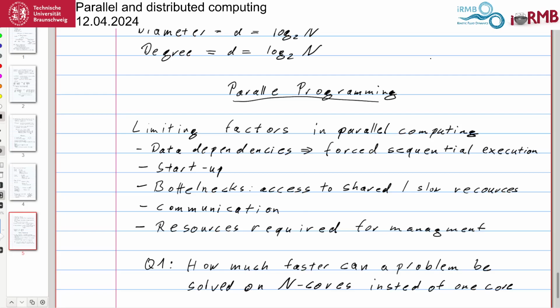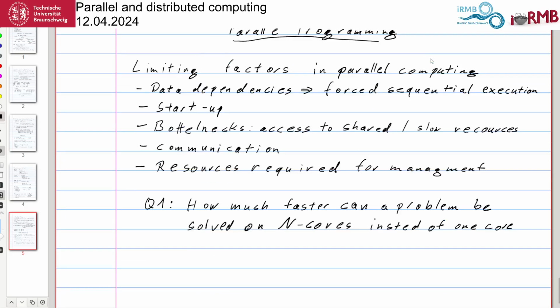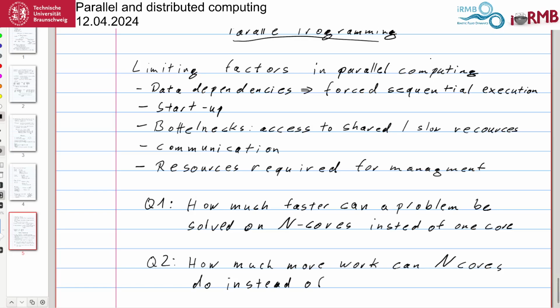The other question which we are going to answer next time, so we are not answering these today, is the second question: how much more work can N cores do instead of 1? Okay.